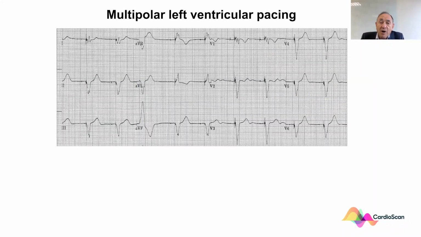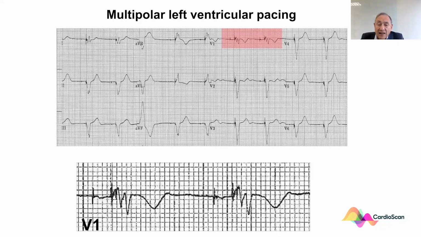There is another form of left ventricular pacing, which is called multipolar. You can see here an illustration which, when you highlight the area of V1, shows that there appears to be a number of stimulus artifacts, and this has a right bundle branch block.